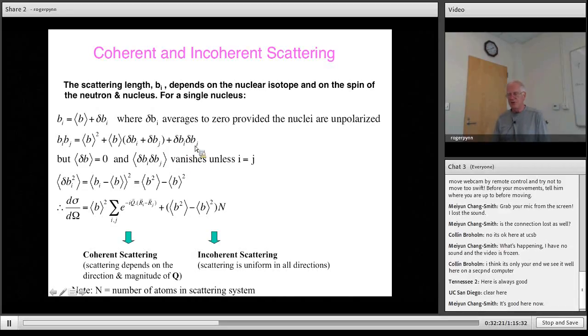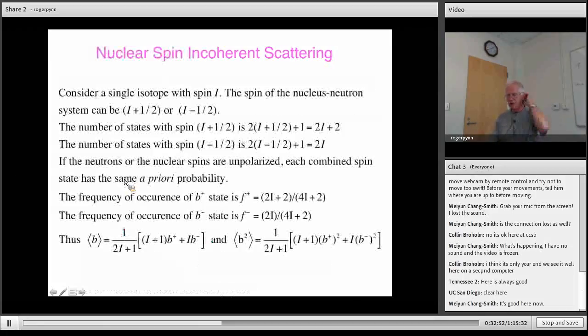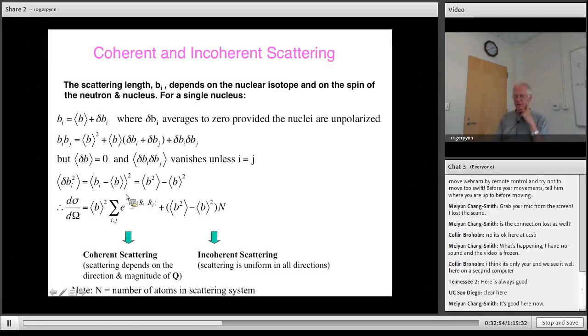So this whole product here, delta BI times delta BJ, vanishes unless i equals j. If that is the case, then I have to evaluate the average of the squared deviation, which is the deviation itself, in other words the value of BI minus its average, and then the expectation value of that squared, and that comes out to be this thing here.